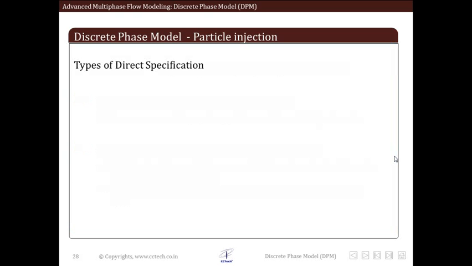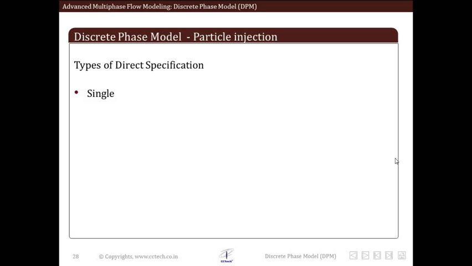First, let us see the types of direct specifications. Within direct specification, the first type that we have is single. That is, a single particle enters the domain, and we give its velocity, position, size, mass flow rate, etc. The second type is group. Within group particle injection, streams of particles enter. We have to give the starting particle position, size, and velocity for the first particle and the last particle, and from those inputs, the entire stream properties are calculated and a group injection is carried out.